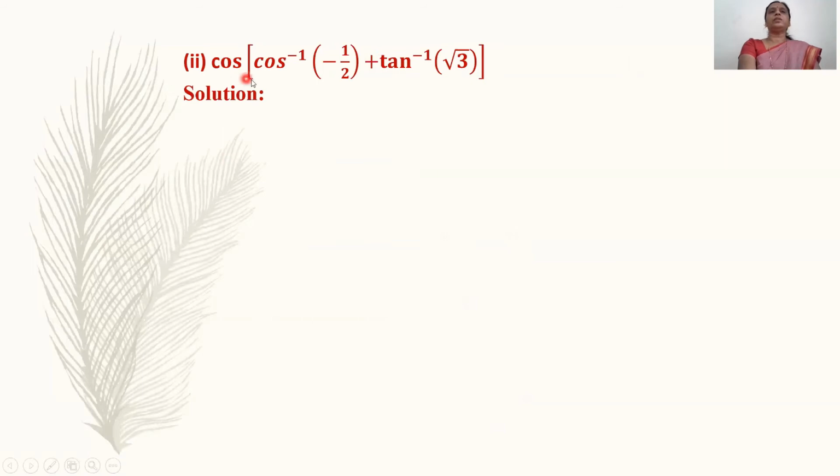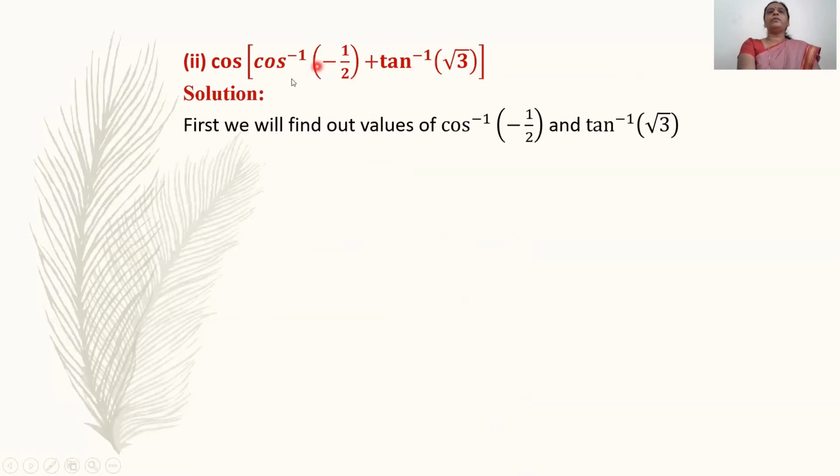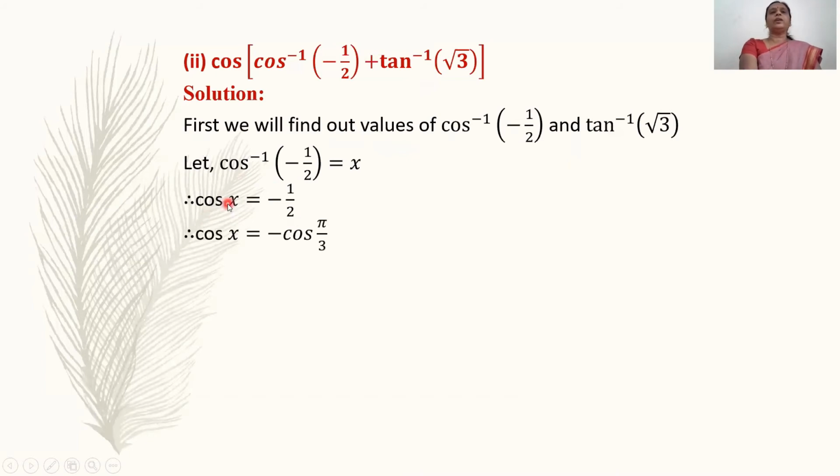Find the value of cos in the bracket cos inverse minus 1 by 2 plus tan inverse root 3. First, we will find the value of cos inverse minus half. Then we will find the value of tan inverse root 3. Let cos inverse minus half be equal to x. Then take cos to the right hand side: cos x is equal to minus half. Then we know that the value of cos at pi by 3 is 1 by 2. Therefore, keep the minus sign as it is, and for this 1 by 2, keep cos pi by 3.